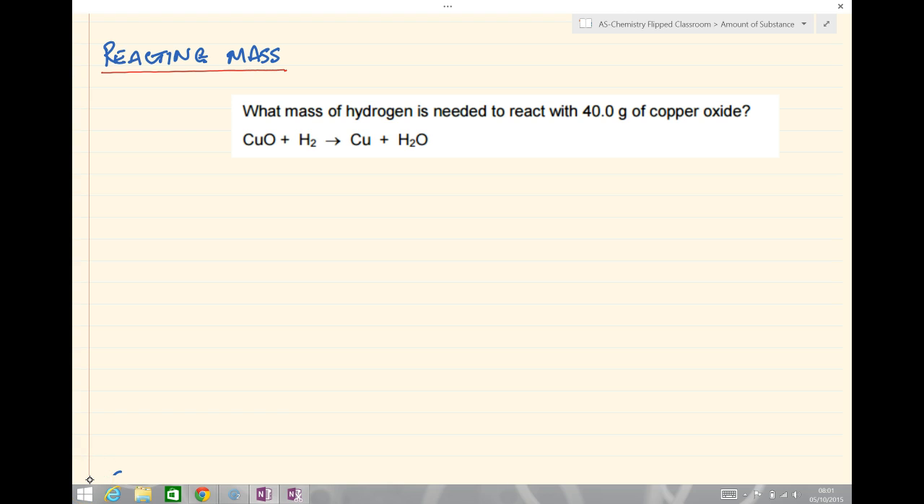Let's go and look at some reacting mass calculations. And here's a question, and we're going to do all of our mole calculations in a very similar way. We're going to follow these simple steps. First of all, we're going to look at the question, and we're going to find out stuff that we know. So the first thing to do is calculate moles of a known substance.